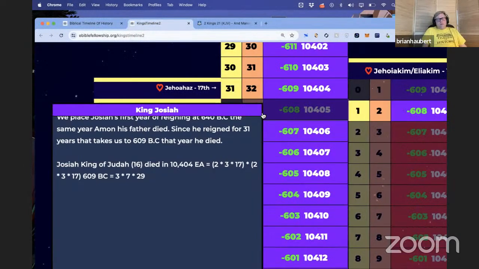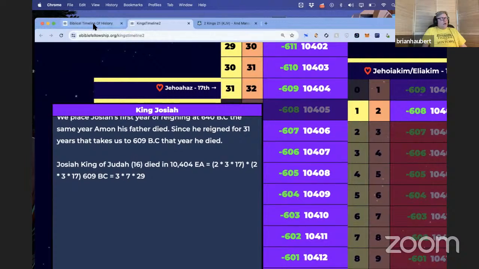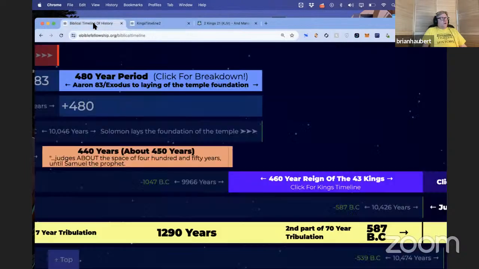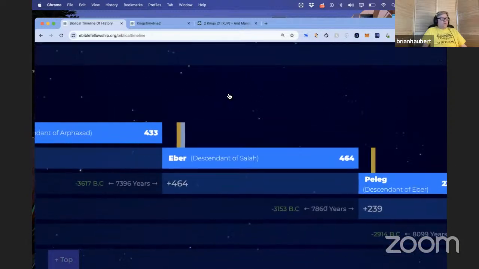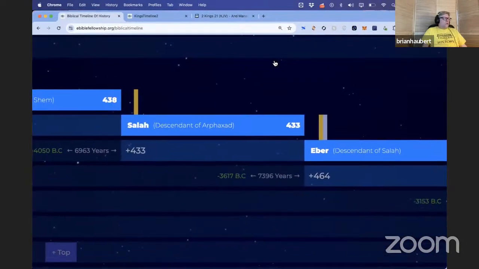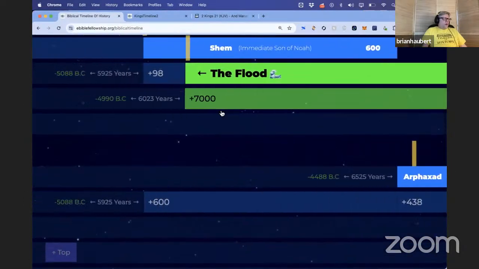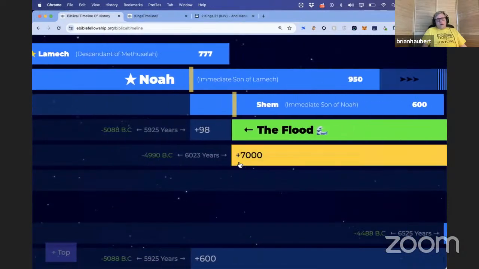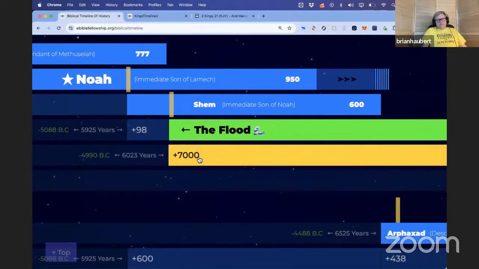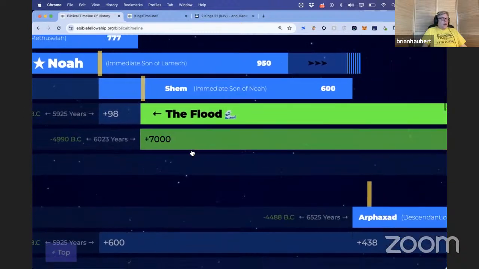And if you look at 609 BC, that breaks down to 3 times 7 times 29. And 29 is a number that I've come across a lot. I believe it's a very significant number. But I will quickly point out that Christ was baptized in AD 29, and I'll just say that I believe that it is a number of very prominent significance, and I'll just leave it at that for now.